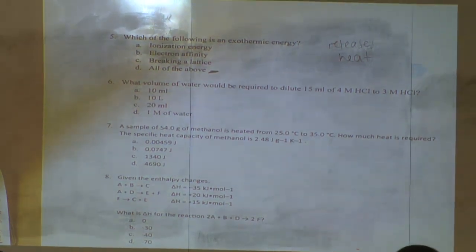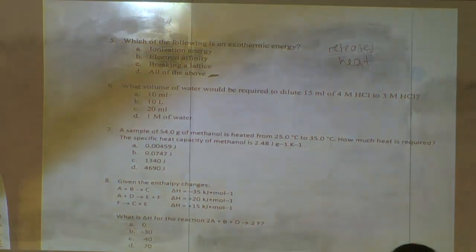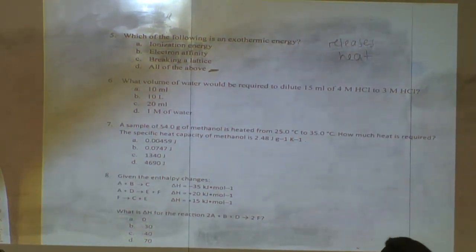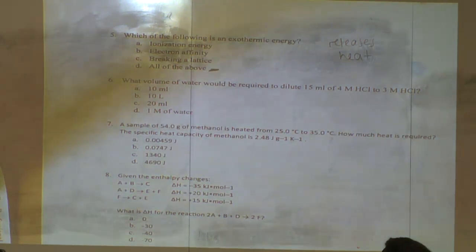Yeah, let's think about what these even mean. Because this was like first test stuff, I believe. Ionization energy. That's the energy required for what? Who remembers ionization energy? That's the energy required to either remove an electron or gain an electron. Okay, so which one is it?